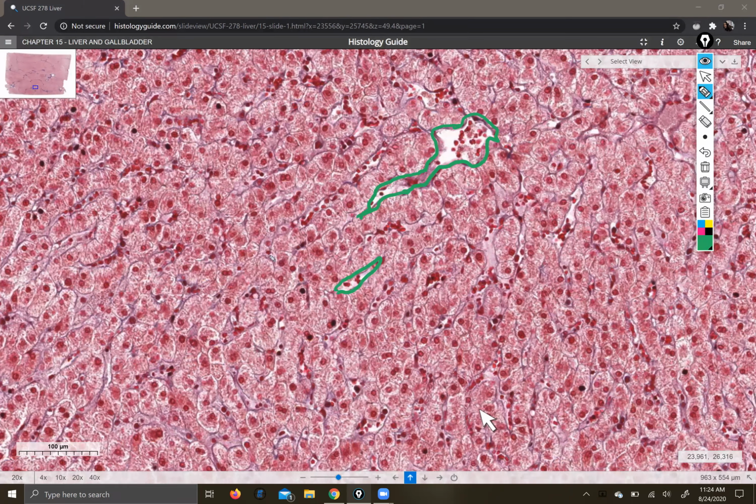Here's another one. Here's one right here. And so on and so forth. I can tell that these are sinusoids because I've looked at slides like this many times, but it's not a beginner histology skill by any stretch. So I'm going to try and show you some ones on a different slide that are a little bit more obvious, because as you can see, these ones are quite subtle.